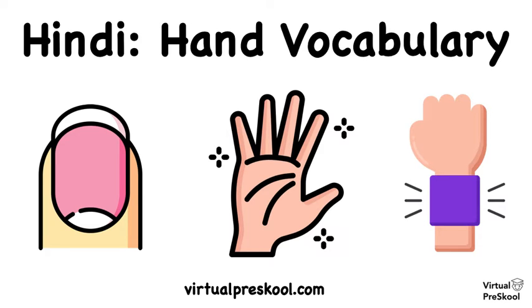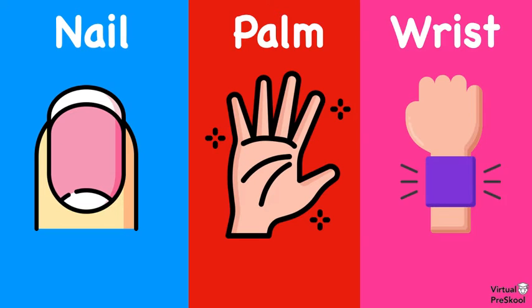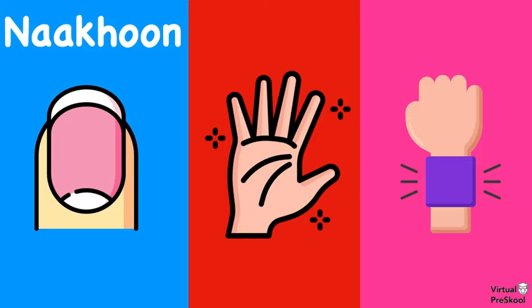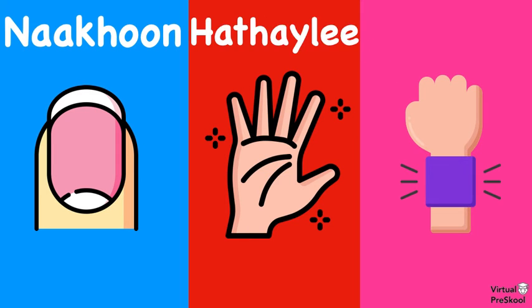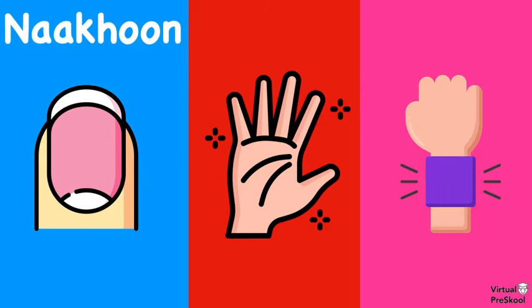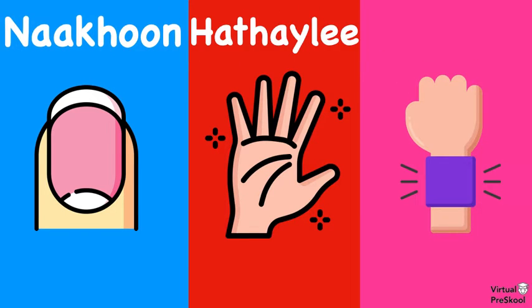Today we're going to review the additional hand vocabulary that you learned in class. We're going to review the Hindi words for nail, palm, and wrist. Nail is nakhun, palm is hatheli, and wrist is galai. Let's say those again. Nail is nakhun, palm is hatheli, and wrist is galai.